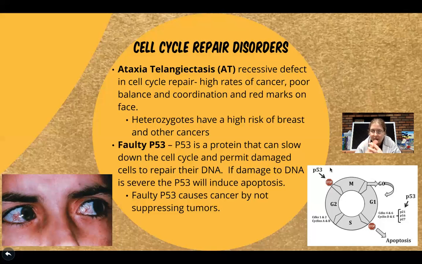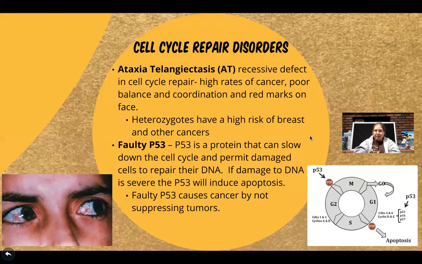If everything is not going smoothly, it will actually pause the cell in whatever stage it's in. Usually it's the G1 checkpoint, but it can potentially check at other checkpoints. So if these proteins find out that something is wrong in the DNA or the cell, P53 can actually slow down the entire cell cycle in order to allow those DNA repair mechanisms to do their job.